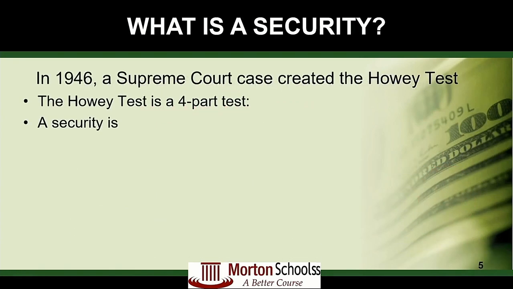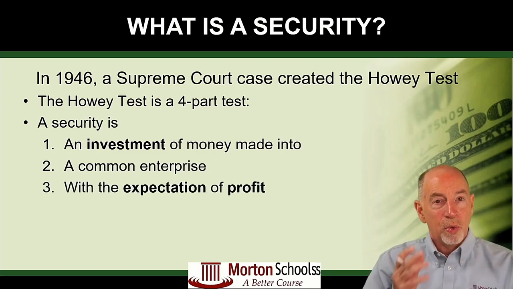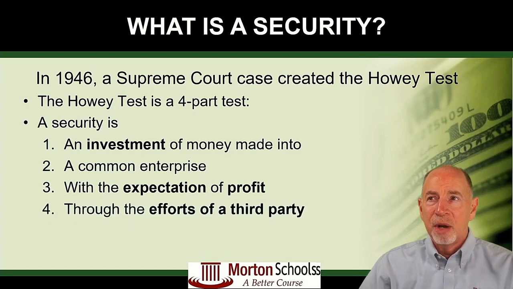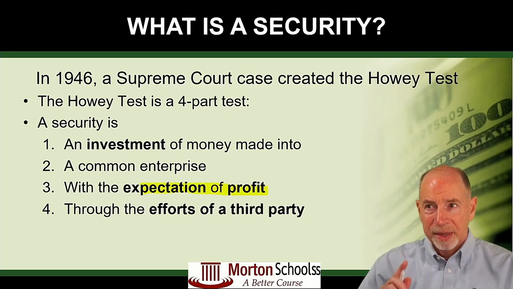And the Security Act of 1934 was further refined by a Supreme Court case in 1946 called the Howey test. Now, the Howey test is a four-part test. And this four-part test says that we're going to call a security anything that is, number one, an investment of money made into, number two, a common enterprise, number three, with the expectation of profit, and number four, through the efforts of a third party. So you're investing in basically somebody else that's going to make some money, and that person making money is going to bring profit to you. That's what a security is.